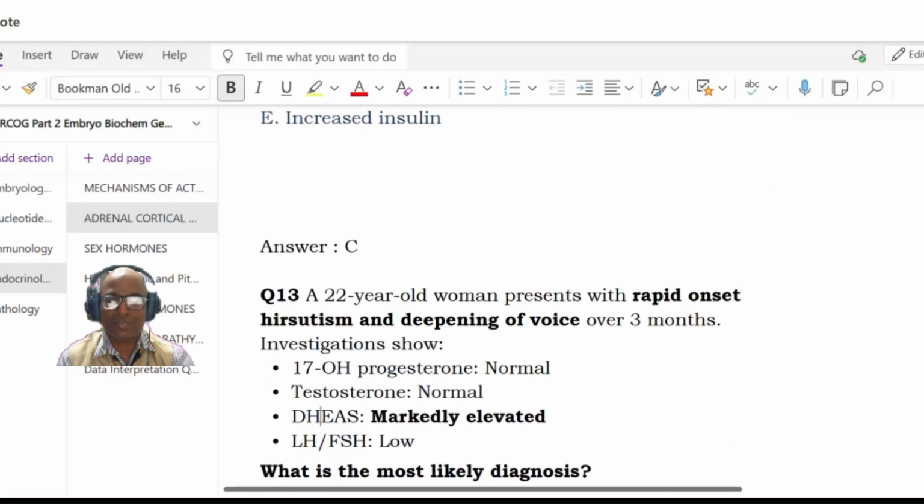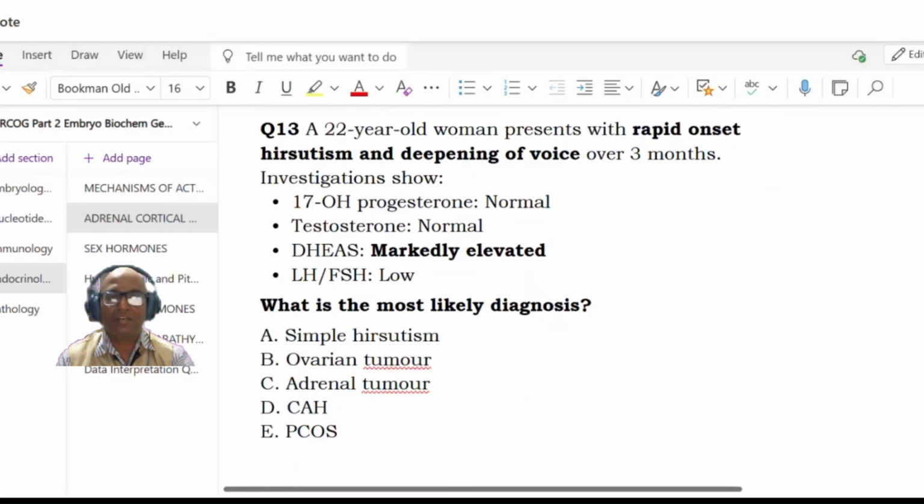A 22-year-old woman presents with rapid onset hirsutism and deepening of voice over 3 months. Investigation shows progesterone level normal, testosterone normal, DHEAS markedly elevated, LH and FSH low. What is the most likely diagnosis?